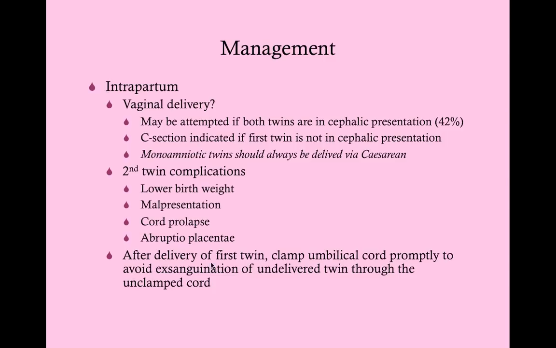So after delivery of the first twin, very important, once that first twin is out, that you clamp the umbilical cord as quickly as possible, certainly before you cut it, because all that blood, if it comes out, is going to be coming away. It's going to basically act like a drain on the second twin. So very important that you clamp the umbilical cord as quickly as possible to avoid exsanguination of the undelivered twin through the unclamped cord. That's an easy way to kill the second twin if you don't do that.